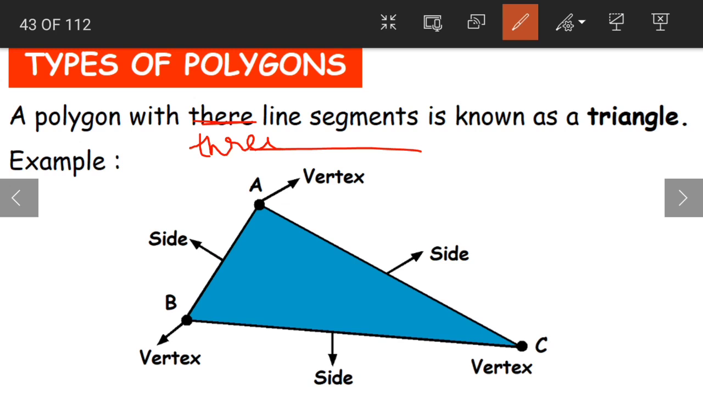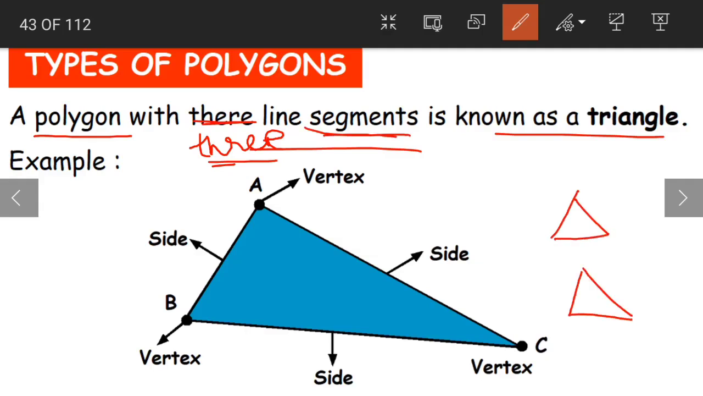Now that is what we are going to learn here. A polygon with 3 line segments is known as a triangle. When we use 3 line segments to draw a polygon, it is called a triangle. We already know what a triangle is, but what did we learn new here? We are learning that a triangle is also nothing but a type of polygon.